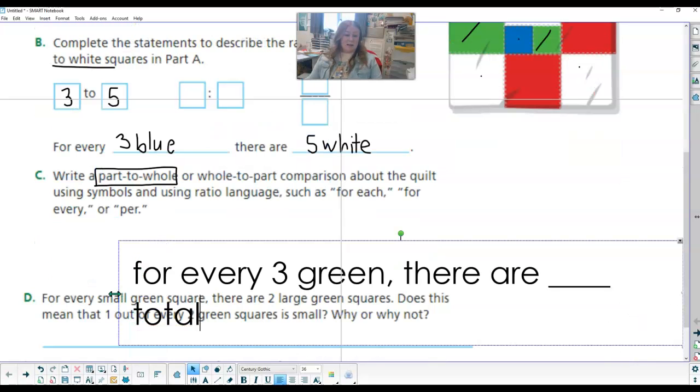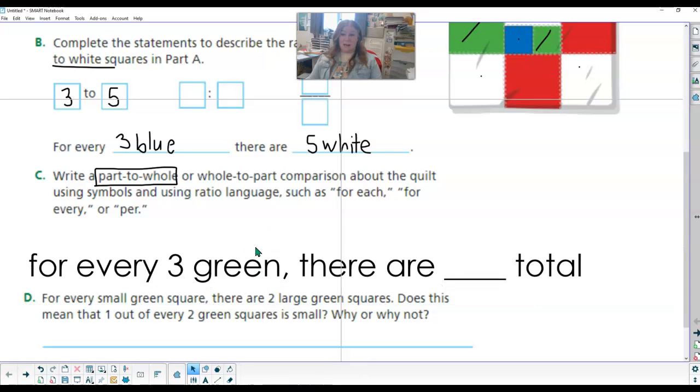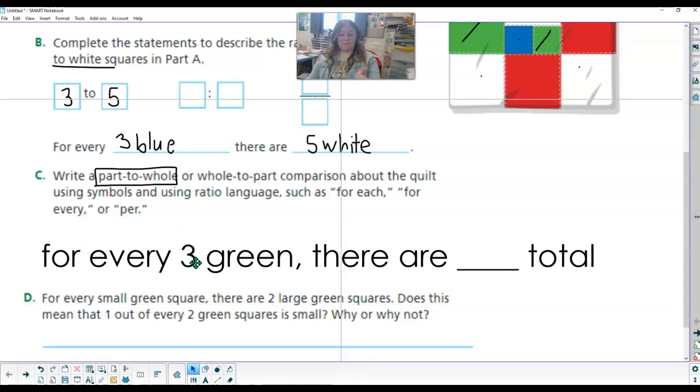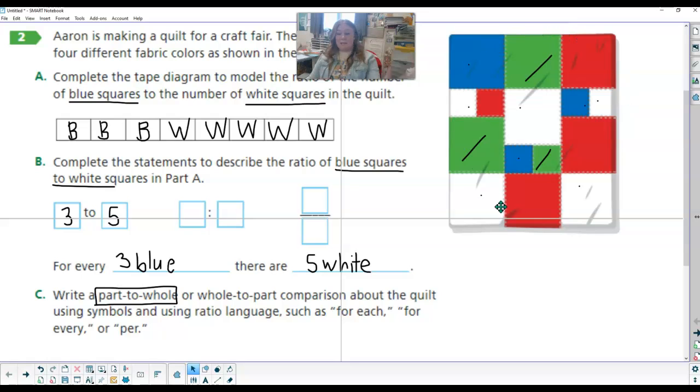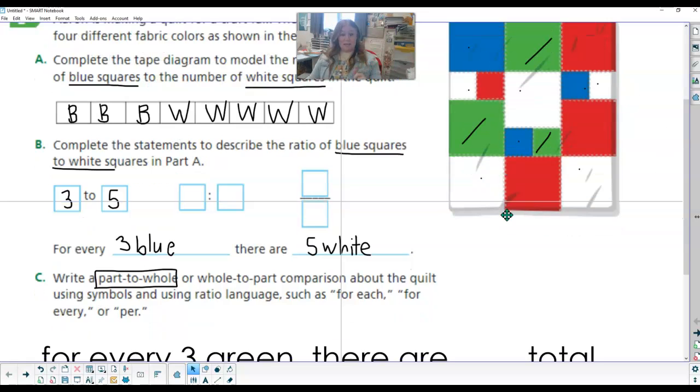Now you can pick a different color if you would like. You can pick red, blue, white. So how many of that color, and then how many are there total in the quilt?